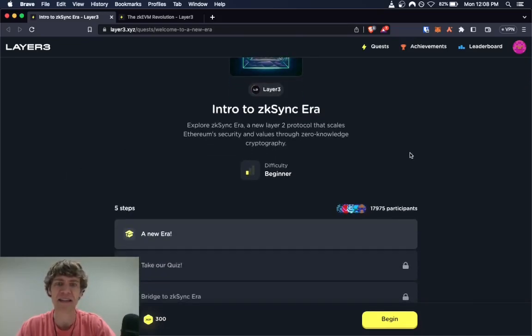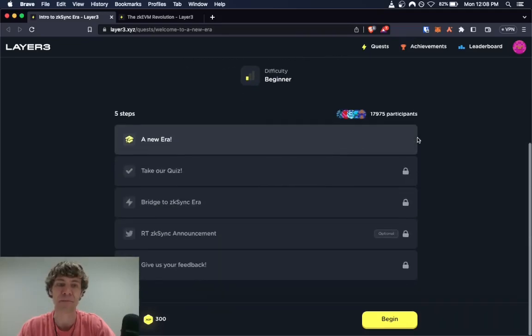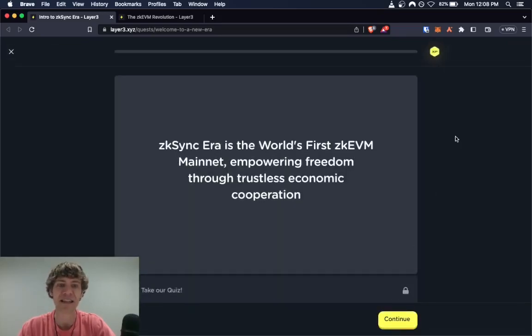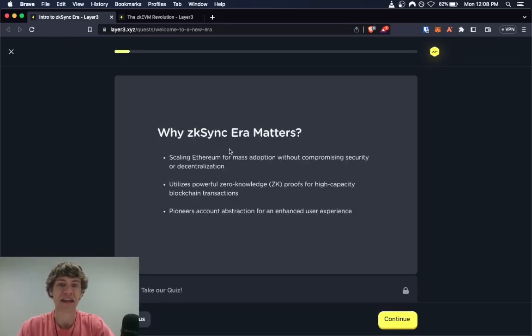So explore zkSync era, a new layer 2 protocol that scales Ethereum security and values through zero knowledge cryptography. So we shall begin. zkSync era is the world's first zkEVM mainnet, empowering freedom through trustless economic cooperation. Why zkSync era matters: scaling Ethereum for mass adoption without compromising security or decentralization. Utilizes powerful zero-knowledge or ZK proofs for high-capacity blockchain transactions and pioneers account abstraction for an enhanced user experience.